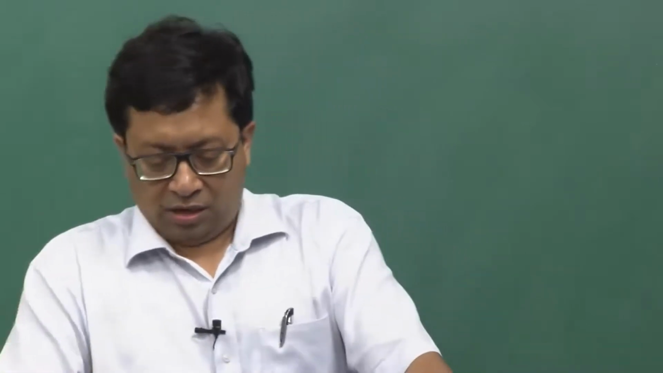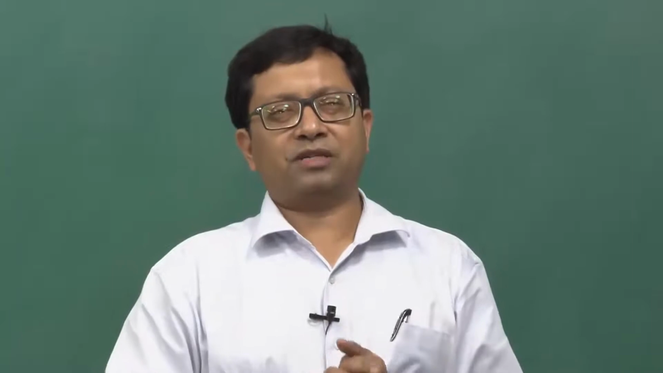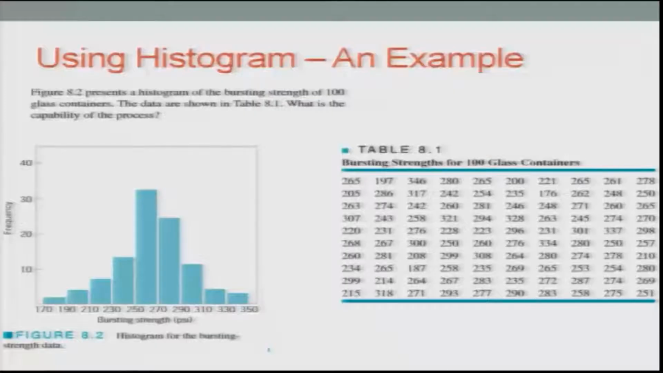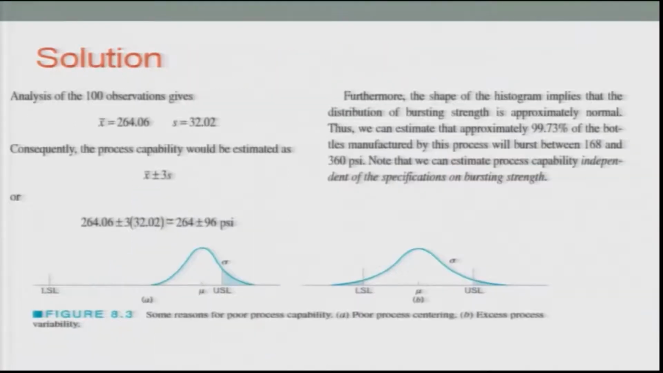So the table gives you the bursting strength numbers. You divide into intervals, find out how many intervals there are, and the finer you do it, the better, going more towards the normal distribution. But obviously it will depend on the whole set of data which you have. In this case, 100 such pieces of information are there.